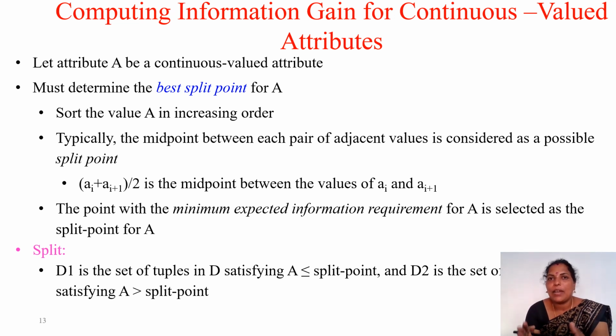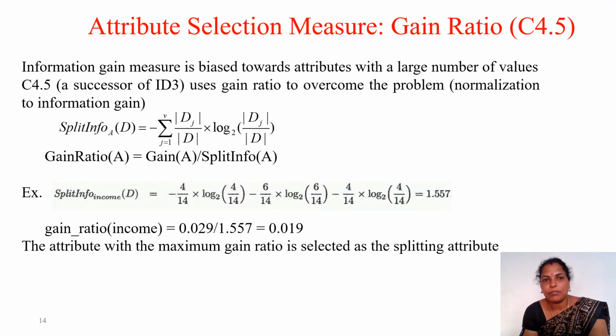So the split is found like this, and we are finding the split point. For any continuous valued attribute, we can compute the information gain using this methodology. The next attribute selection measure is gain ratio, which is used in C4.5. Information gain is biased towards attributes with a large number of values, so the successor of ID3, C4.5, was introduced, which uses the gain ratio to overcome this problem, that is, normalization of information gain.